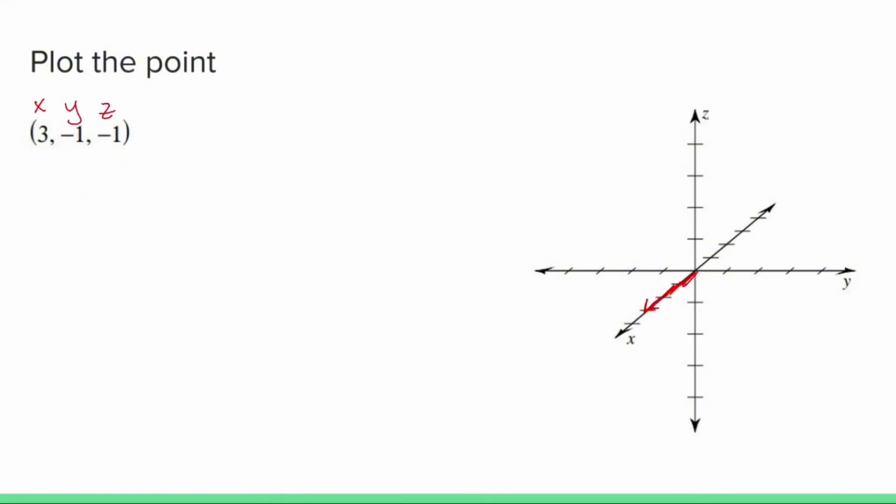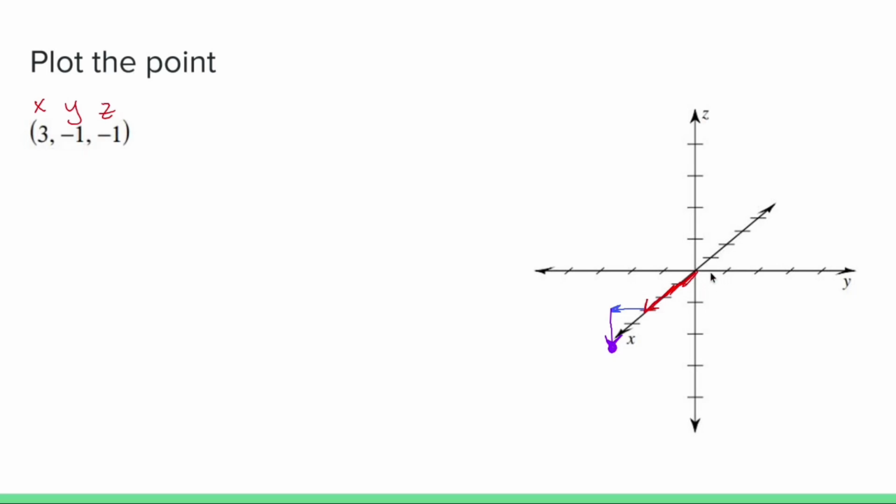Now y is -1, which means we go to the y-axis, which is left to right. Each y-axis is about that long, so we're going to go left 1, which has us landing right around there. Okay, z is also -1, and z is the up or down axis. Since z is about that much in length, going down 1 is going to be about that much, and we're going to end up here.